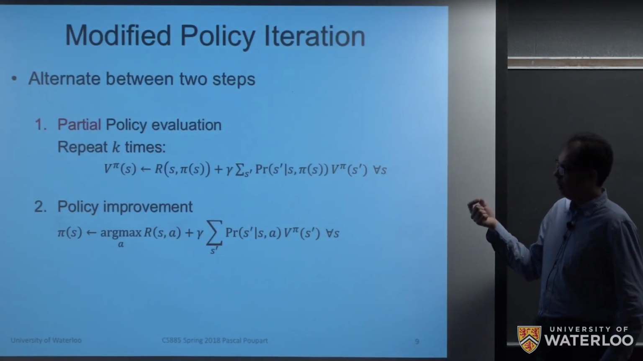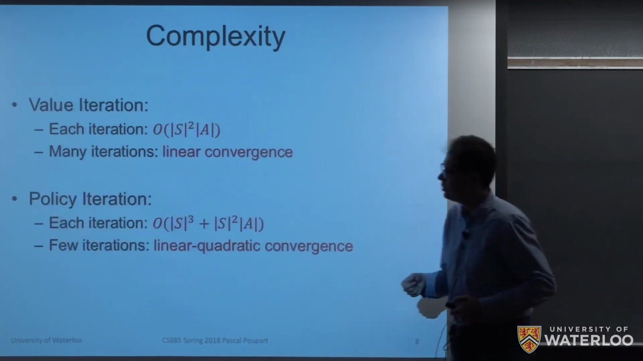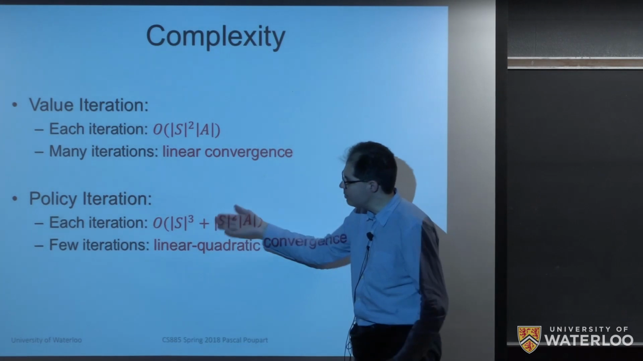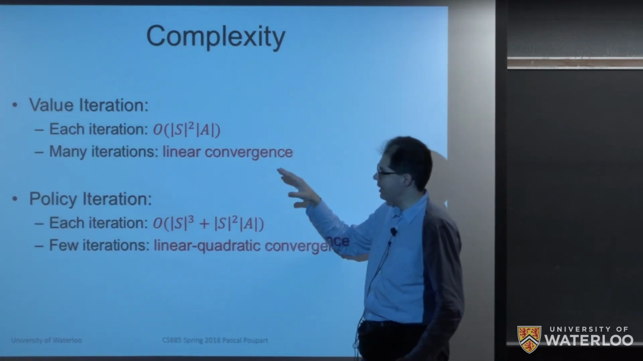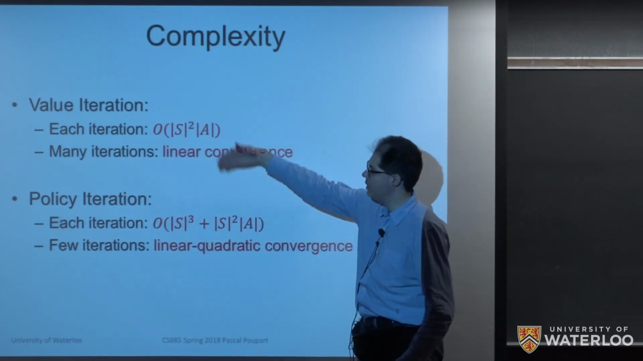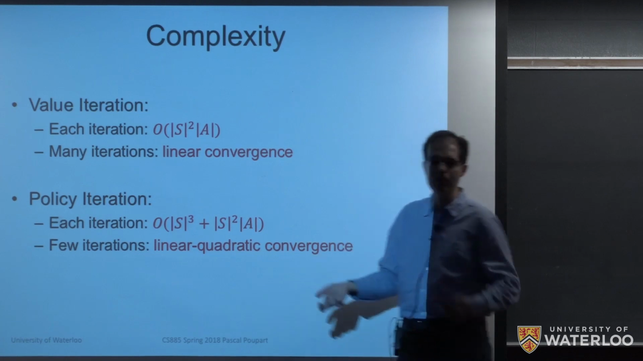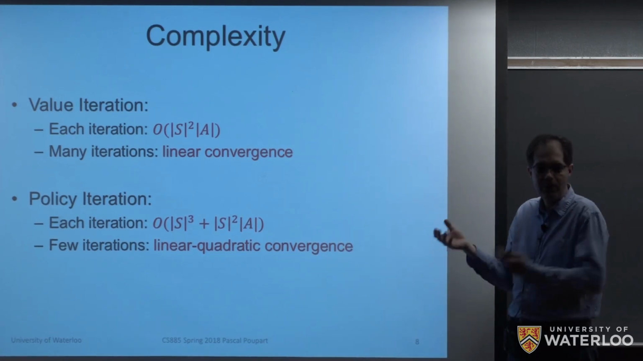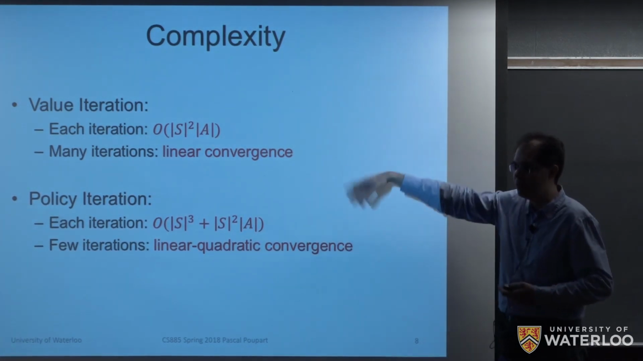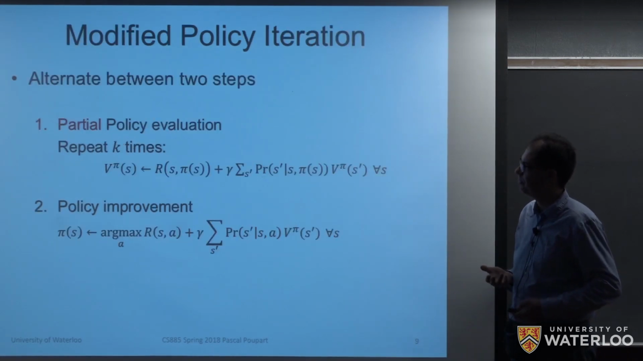Okay, so given that we have this trade-off, ideally, we would like to have a technique that has few iterations, as in policy iteration, but then a small cost per iteration, as in value iteration. So what we could do is come up with some algorithm that is in between those 2 and is known as modified policy iteration.